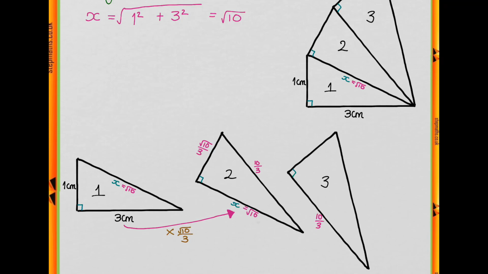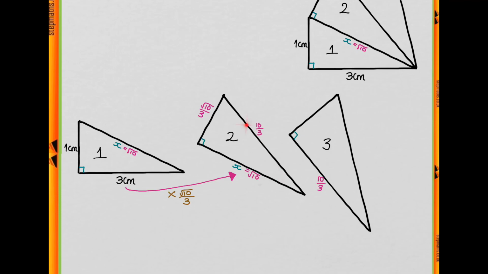Okay, so we've drawn out triangle 3 here. Notice again we've got the common side 10 over 3 here and here, and we need to get from root 10, the base of 2, to 10 over 3, which is the base of 3. So to do this, we need to multiply by root 10 over 3 again. So we do this, and then we multiply the other sides by root 10 over 3 as well. So we've done this here.